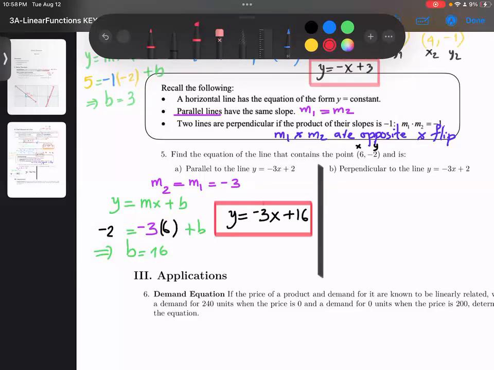All right, part B, perpendicular to the line y equals -3x plus 2. Because it's perpendicular, the slope that I'm looking for, say m2, is going to be opposite. So instead of -3, it's going to be +3. And reciprocal, so it's going to be 1/3. Now you flip it.